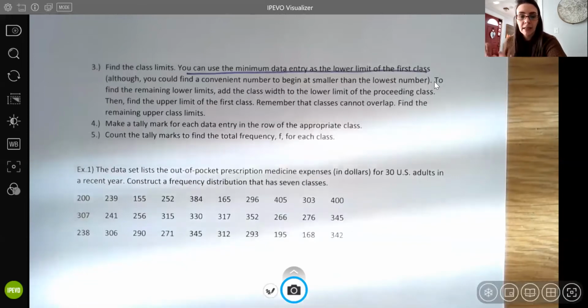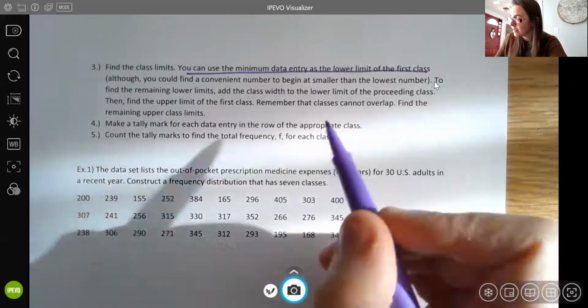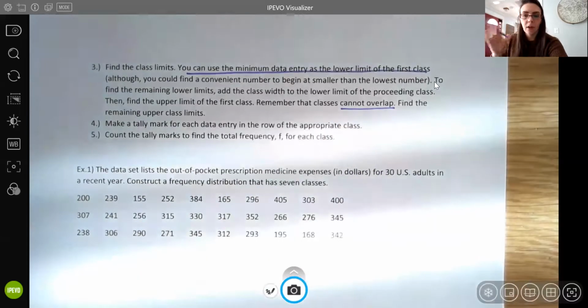And then you're going to find the remaining lower limits by using that class width. So you're going to keep adding up to get your other lower limits, and then go back and find the upper limits. Remember, classes cannot overlap, so that's going to help you figure out what your upper limits should be.